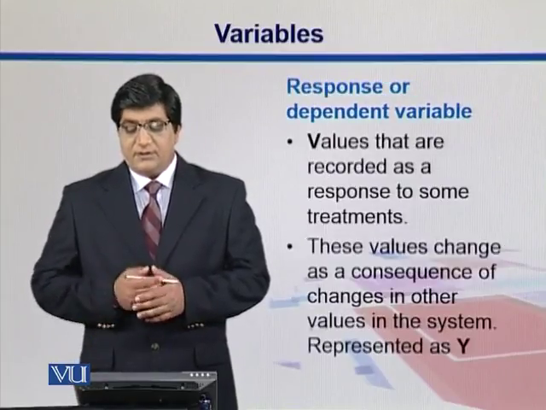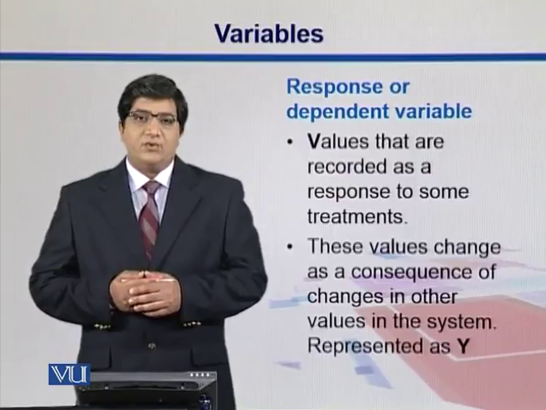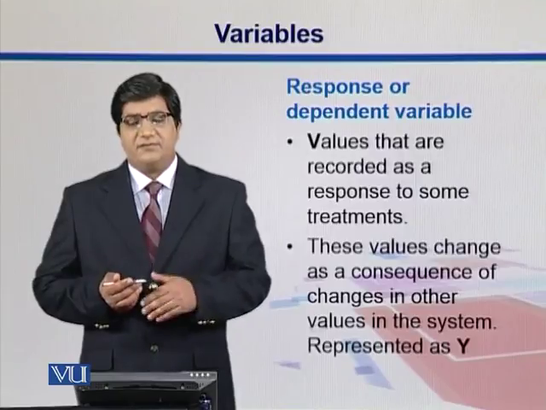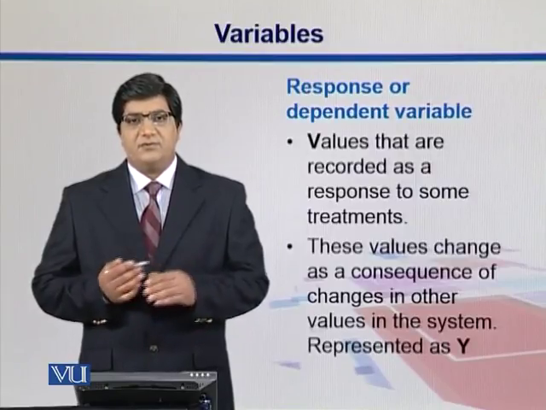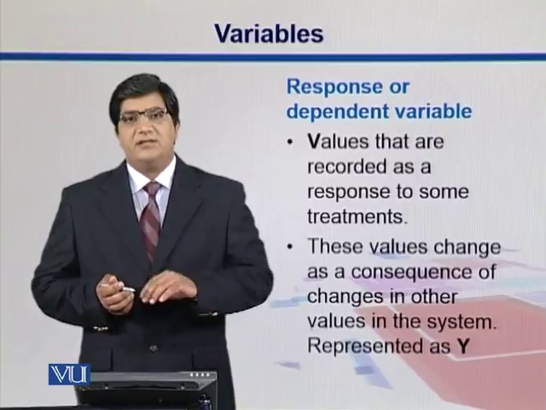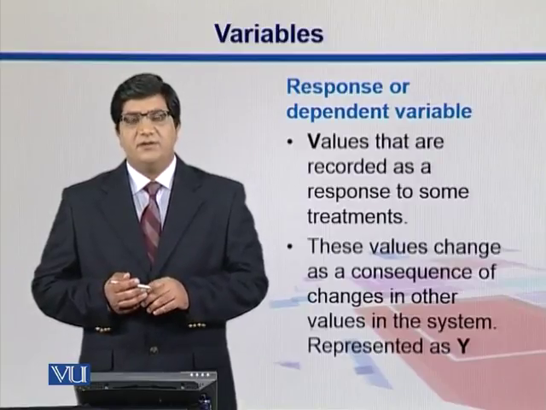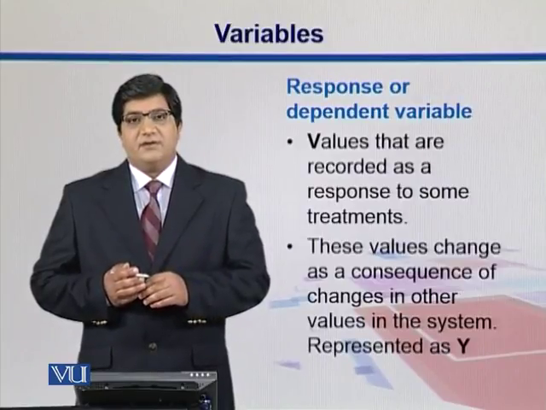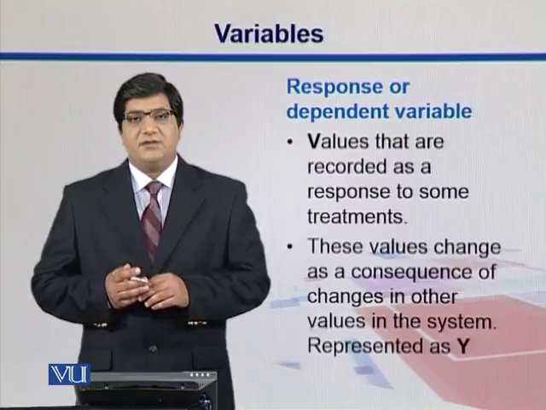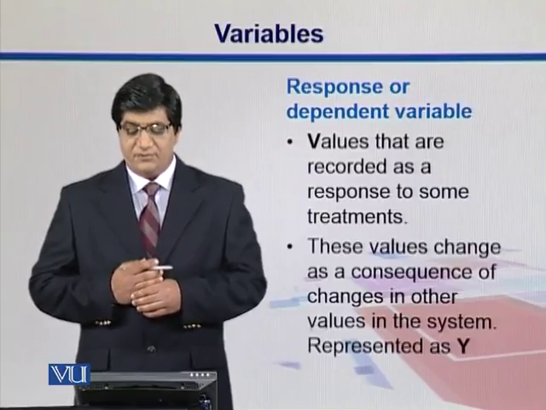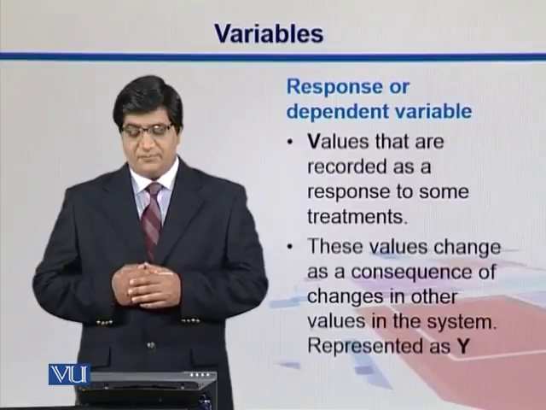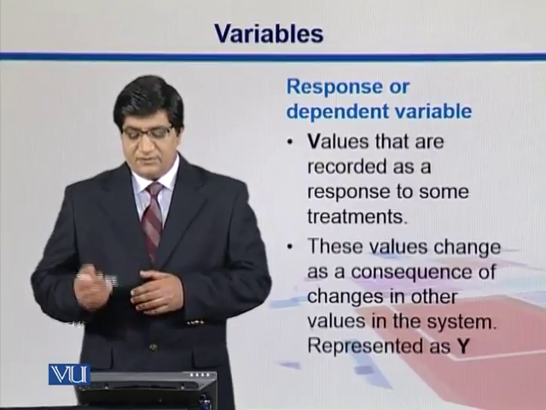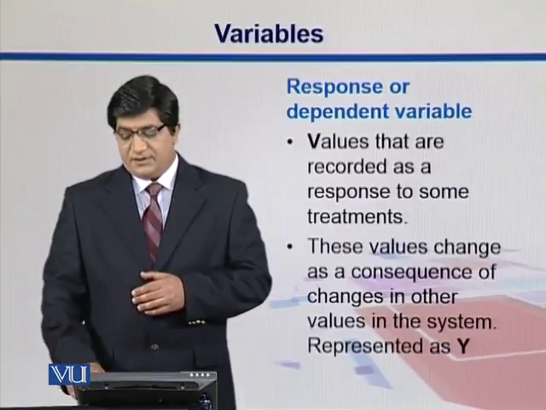We can also have a response variable, something which is responding to the independent variable, our classification variable, that we talked about in the previous slide. As weight depends on age, age is an independent variable, a classification variable, but the response variable is weight, or we can also say this is a dependent variable. These are the values that are recorded as a response to some treatments, and these values change as a consequence of changes in other values in the system. They are generally represented as y.